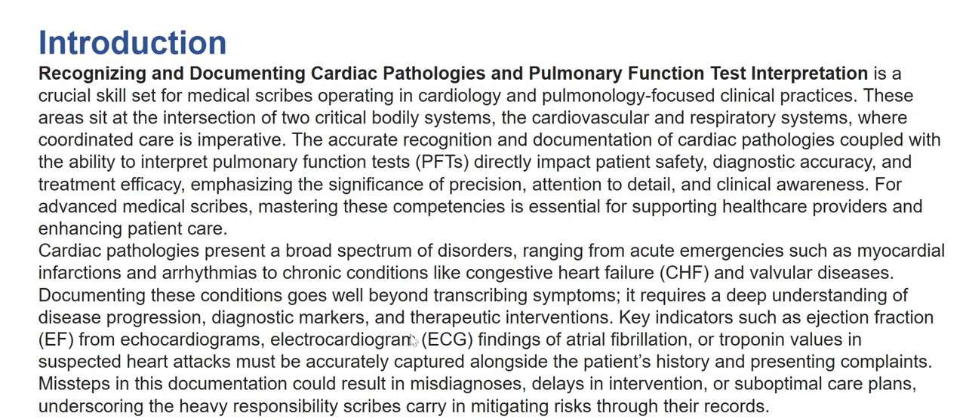Key indicators such as ejection fraction, EF for short, from echocardiograms, electrocardiogram, ECG or EKG for short, findings of atrial fibrillation or AFib, or troponin values in suspected heart attacks must be accurately captured alongside the patient's history and presenting complaints. Missteps in this documentation could result in misdiagnosis, delays in intervention, or suboptimal care plans, underscoring the heavy responsibility scribes carry in mitigating risks through their records.